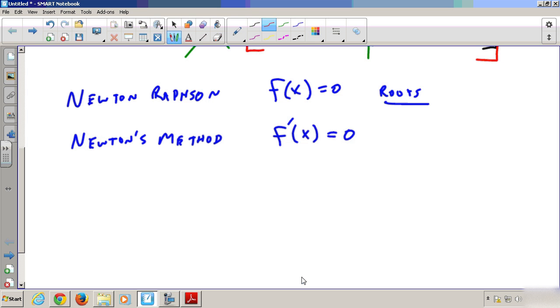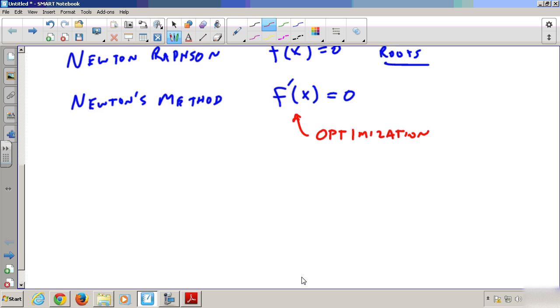Now, why would we want to do that? The reason we want to set the derivative equal to 0 is that for optimization, that's often the problem we want to solve. Okay? So, for instance, let's take a look at this problem that we've already looked at.